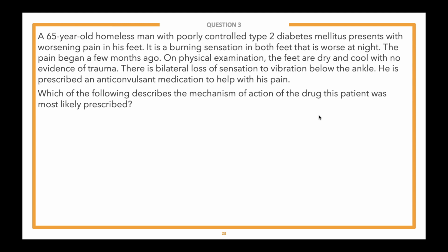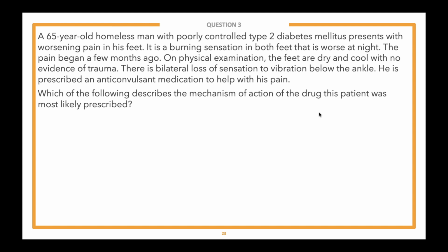A 65-year-old homeless man with poorly controlled type 2 diabetes mellitus presents with worsening pain in his feet. It is a burning sensation in both feet that is worse at night. The pain began a few months ago. On physical examination, the feet are dry and cool with no evidence of trauma. There is bilateral loss of sensation to vibration below the ankle. He is prescribed an anticonvulsant medication to help with his pain. Which of the following describes the mechanism of action of the drug this patient was most likely prescribed?